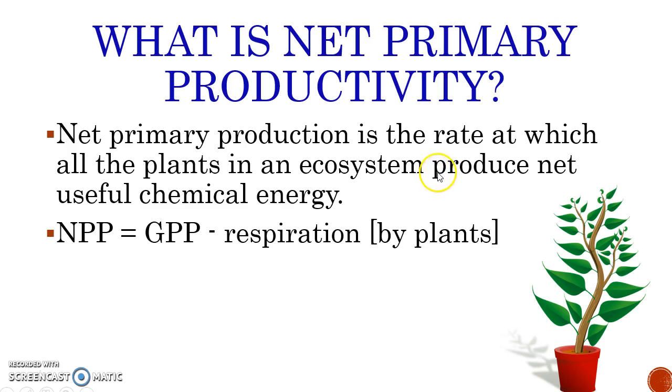Now we're going to talk about net primary productivity in mangrove swamps. So before we go into specifics, let's have a recap on NPP. NPP is the rate at which all the plants in an ecosystem produce net useful chemical energy, and it can be calculated by subtracting respiration from GPP.